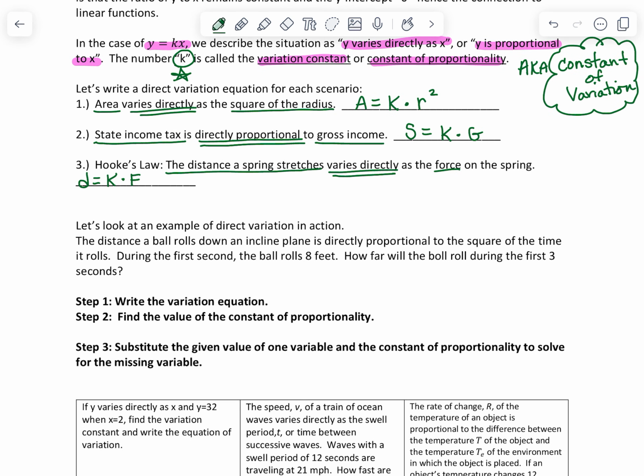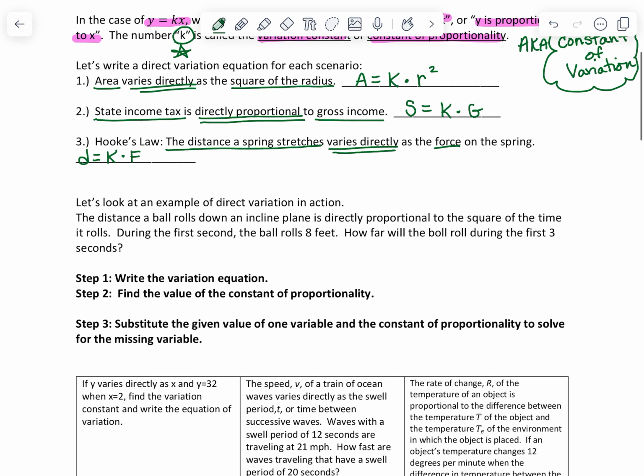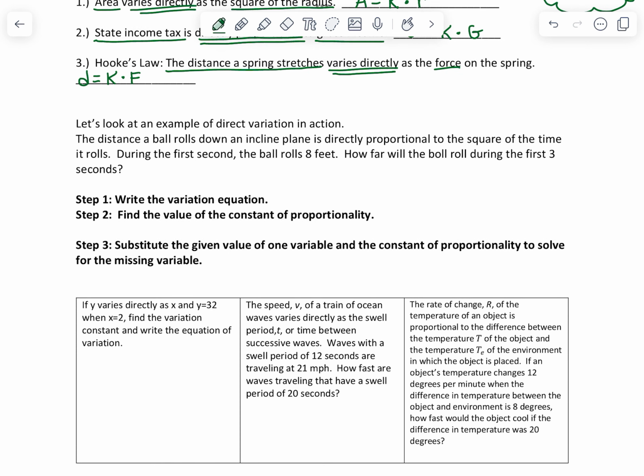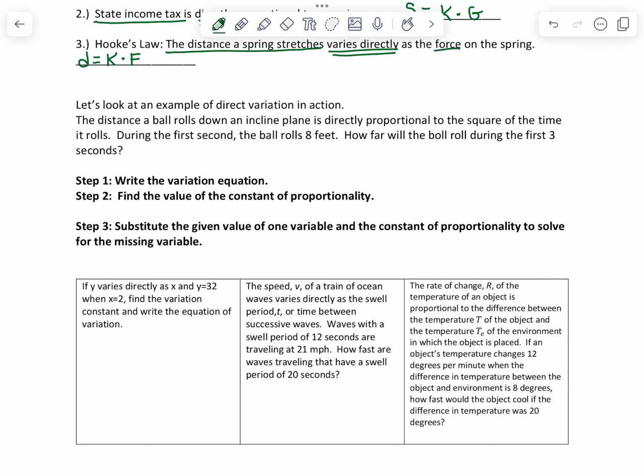Once we've established the direct variation equation, then usually what we need to do is find the value of that constant. We need to find k. So it's just a matter of manipulating whatever the variation equation is to isolate k. And that tends to be the first thing that you're going to do in these situations. Let's take a look at how we use direct variations in algebra.